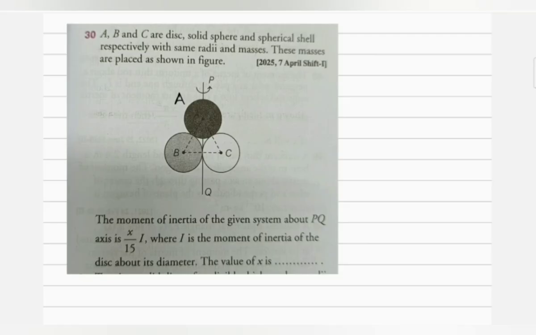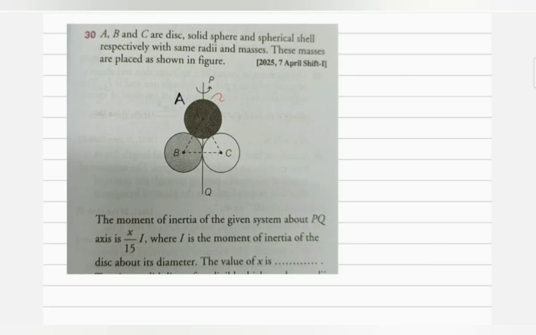A, B and C are disk, solid sphere and spherical shell respectively with same radii and masses. These masses are placed as shown in the figure. The moment of inertia of the given system about the PQ axis is x divided by 15 multiplied by I, where I is the moment of inertia of the disk about its diameter. The value of x is how much? This question came in shift 1, 7th April 2025 examination.